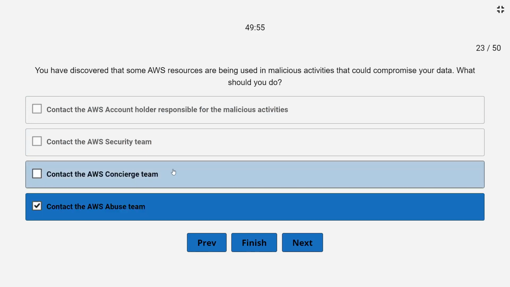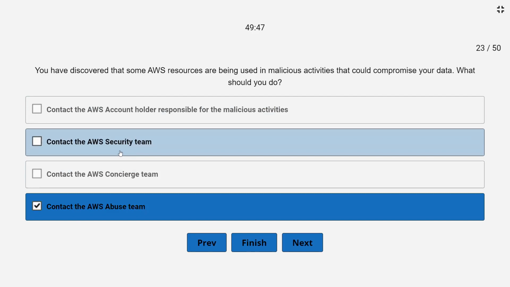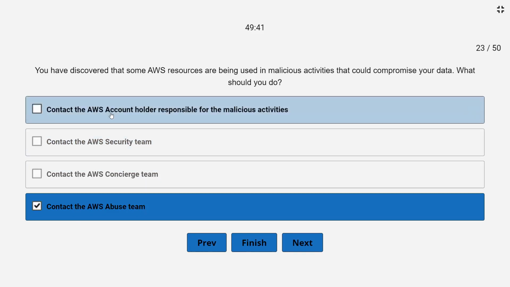So to explain this, the AWS concierge are there to answer your billing and usage questions. The AWS security team are responsible for security of the AWS infrastructure or their own infrastructure, right? And you contacting the account holder responsible for the malicious activities is like calling the person out. And in security principles or incident response, you don't do that. You don't call people out. You don't point fingers.